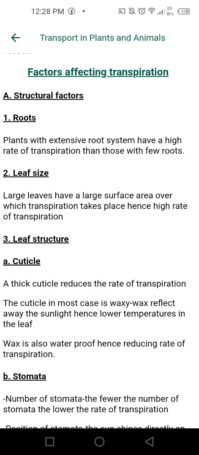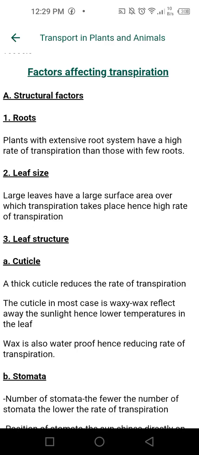3. Leaf structure. A. Cuticle. A thick cuticle reduces the rate of transpiration. The cuticle in most cases is waxy. Wax reflects away the sunlight, hence lower temperatures in the leaf. Wax is also waterproof, hence reducing rate of transpiration.